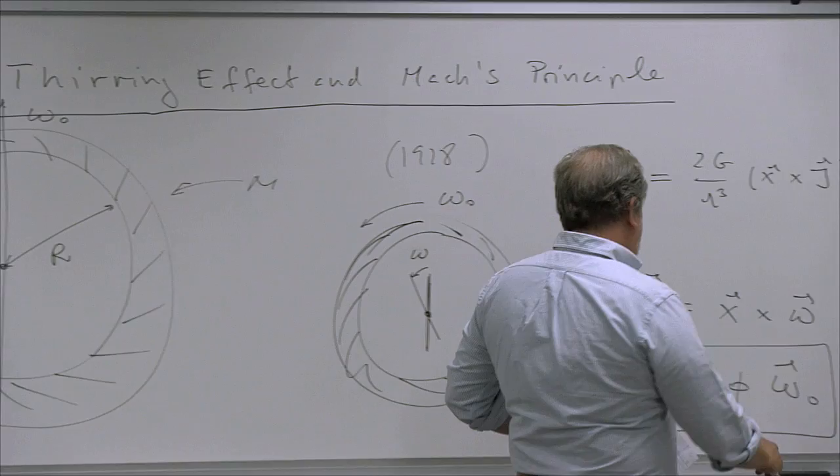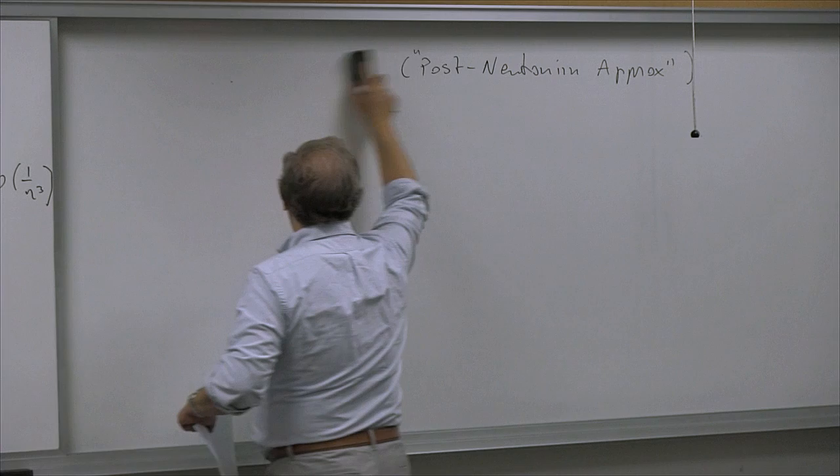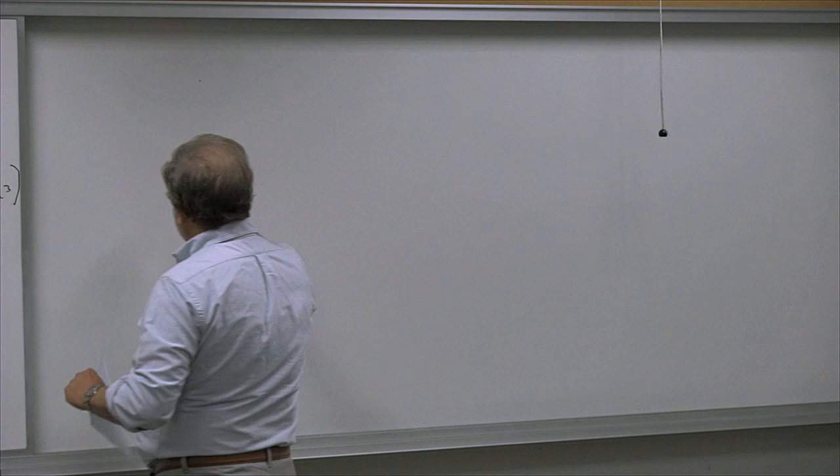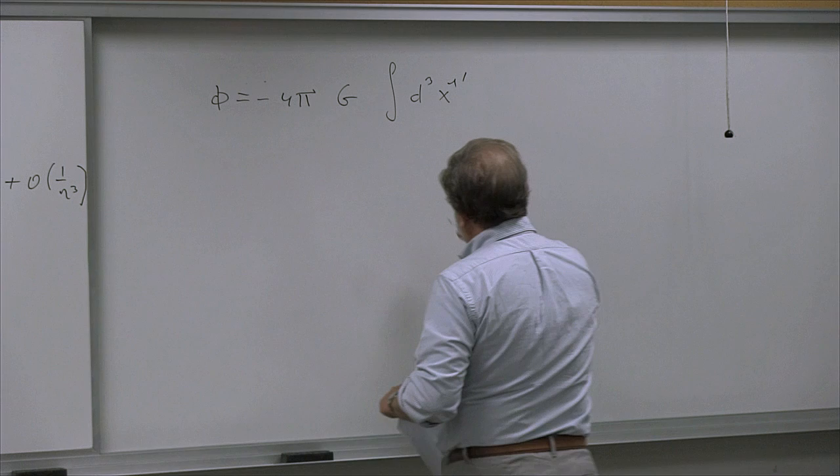And so now you need to estimate what the potential is, right? And so the potential in this case is just an integral of the T naught naught over the region where the T naught naught is non-vanishing, right? So phi is equal to minus 4 pi times G, right, times the integral in d3x prime over this shell of the T naught naught.